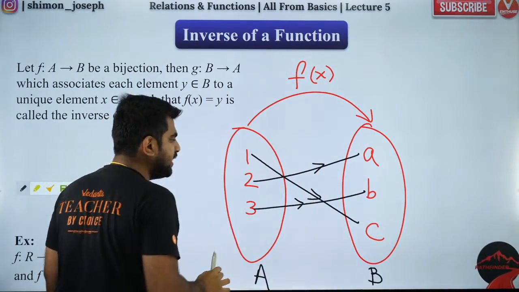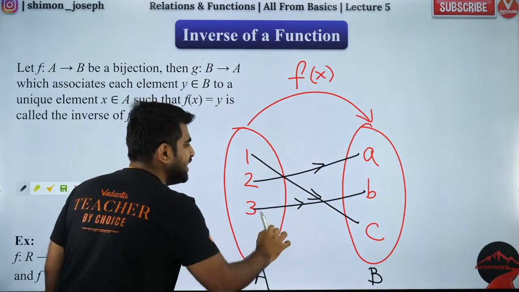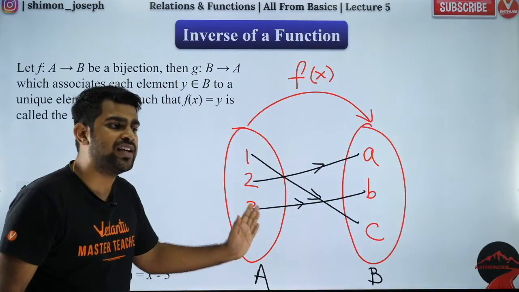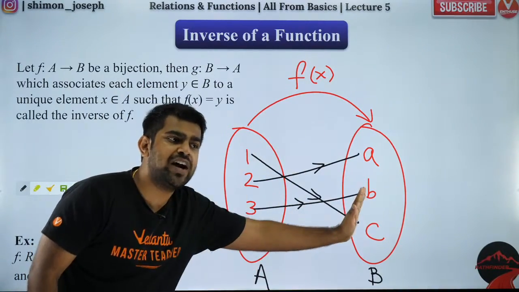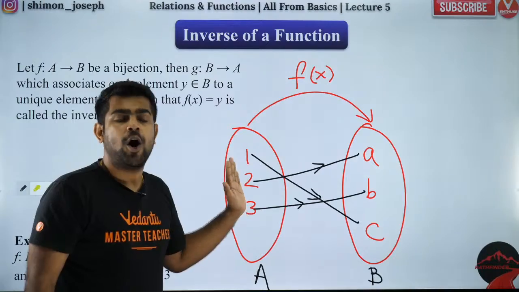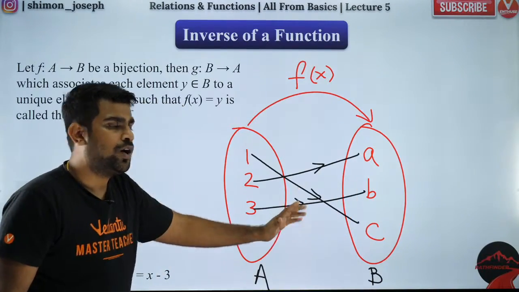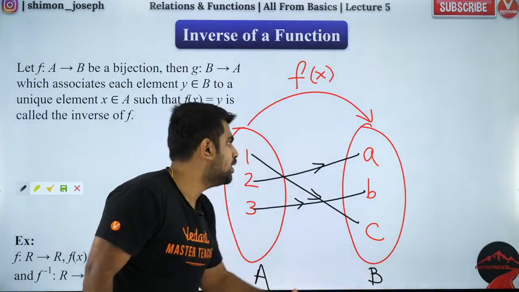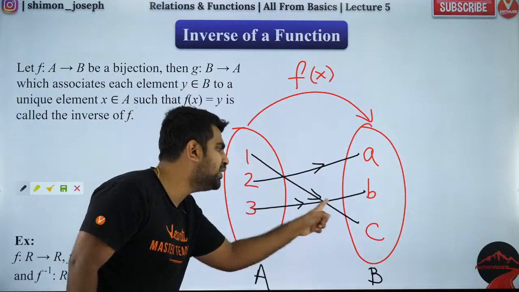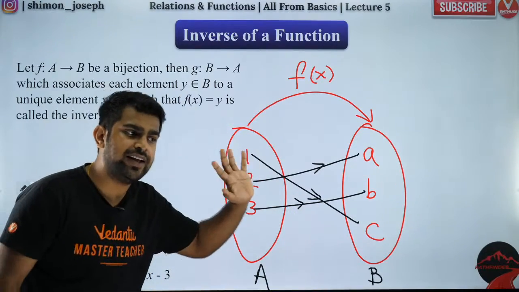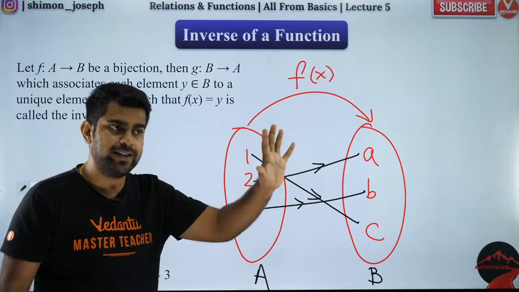1 is related to C, 2 is related to A, 3 is related to B. So do you guys agree it is a one-to-one function and it is a onto function? Onto because everything is occupied. One-to-one because all of them have unique images. Got it? Everybody clear? Brilliant.